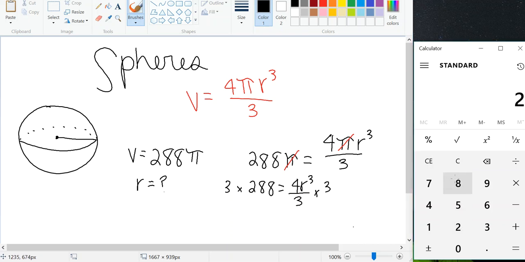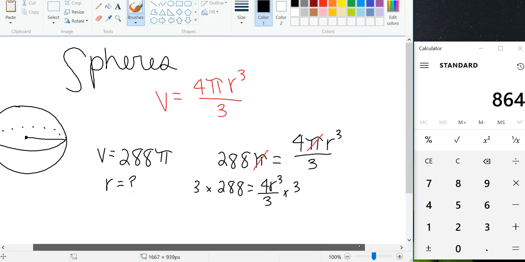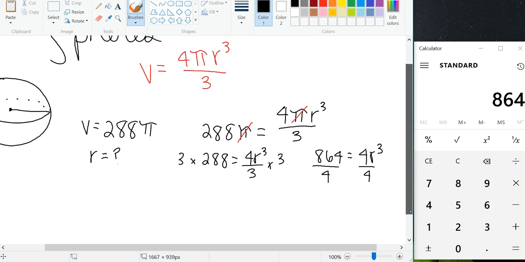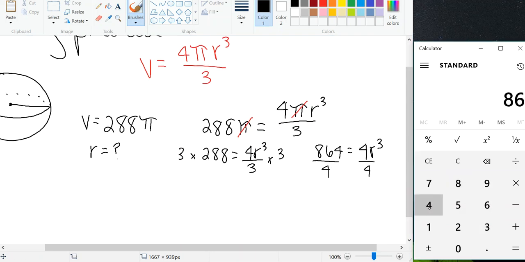So I need to do 288 times 3, giving me 864. 864 equals 4r cubed. Next, I would need to divide both sides by 4. 864 divided by 4 is 216.